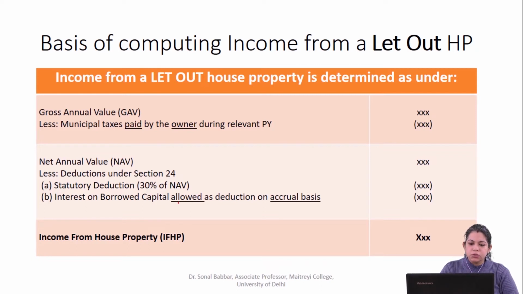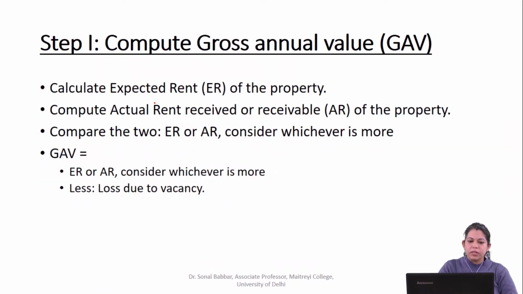So here, the two things which we have to consider are, one, municipal taxes paid by the owner during the relevant previous year. That means municipal taxes will be deductible on paid basis. And interest on borrowed capital will be deductible on accrual basis. So even if the assessee or the owner of the property has not paid the interest on borrowed capital during the relevant previous year, it will still be allowed as deduction. So let us now elaborate and understand what the meanings of these terms are.